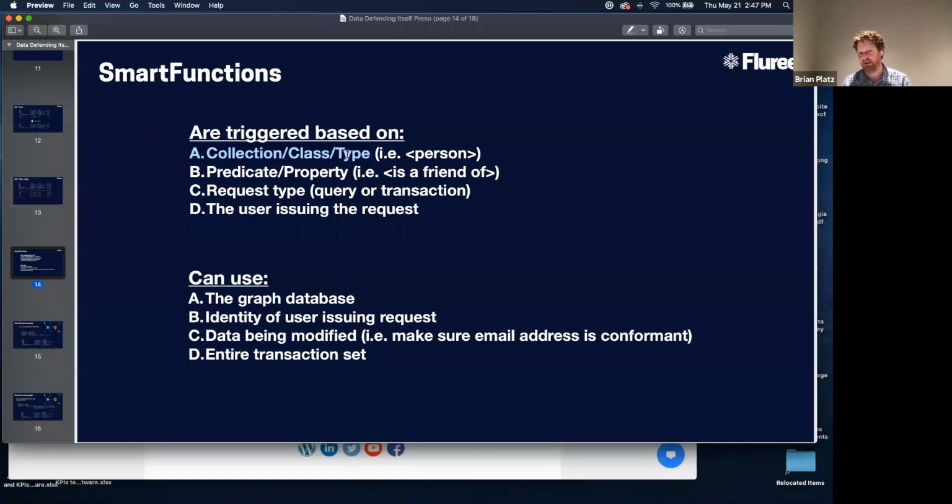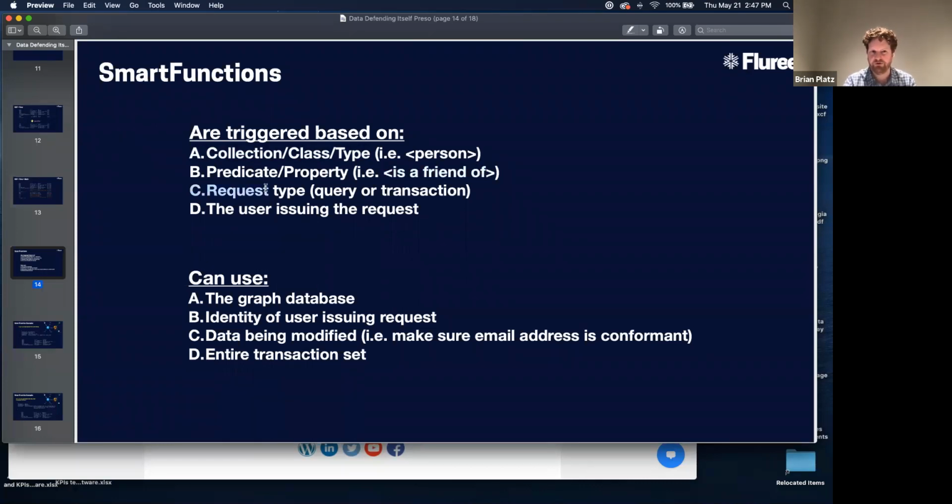It's not very granular. It can also be tied to a specific predicate or property. So, you know, in our RDF example, we had a friend of. So a SmartFunction might get triggered based on someone trying to change a friend of.